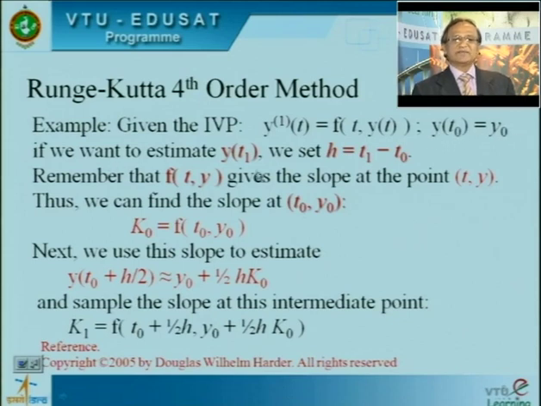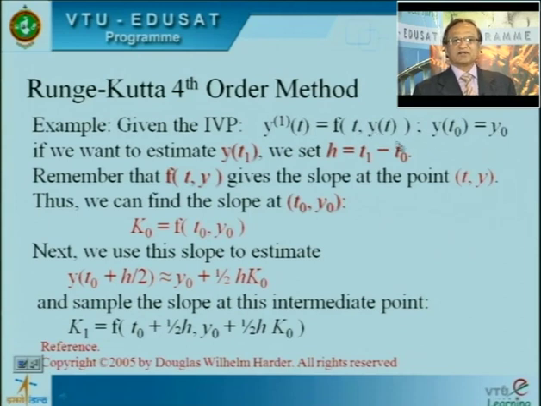So, if you want to estimate at time t1, what is the new position? For that reason, we want to set h. H is equal to t1 minus t naught. H represents a time step. So, remember that f of t comma y, here t means time, y means position, gives the slope at the point t comma y. Thus, we can find the slope at t naught, y naught. So, t naught is known, y naught is known.